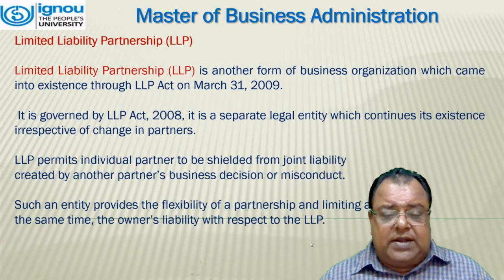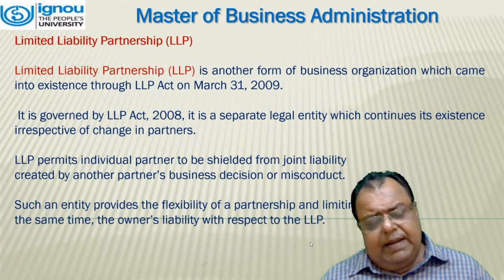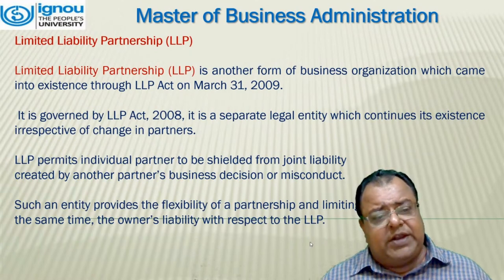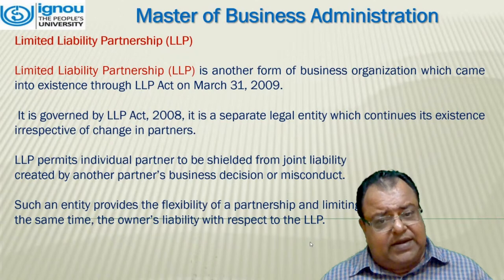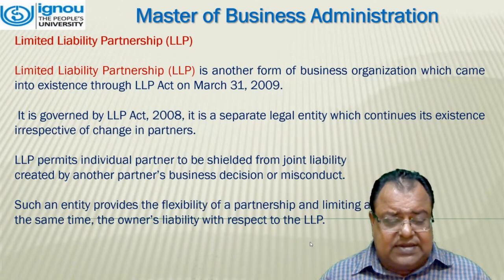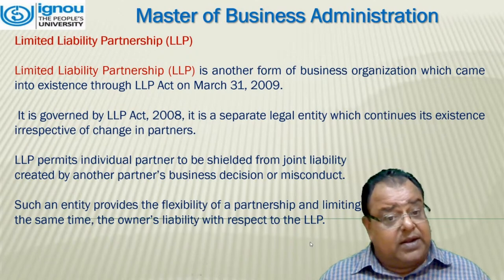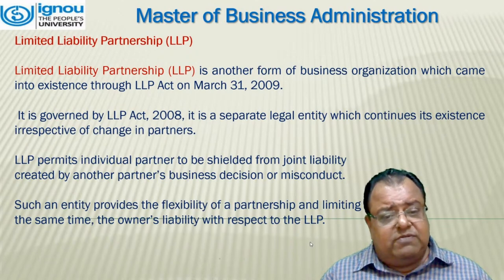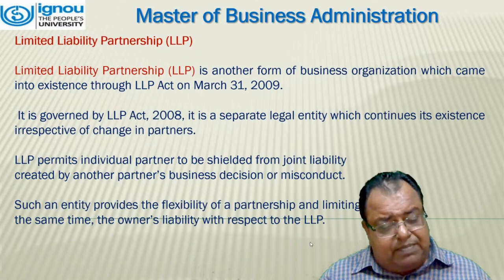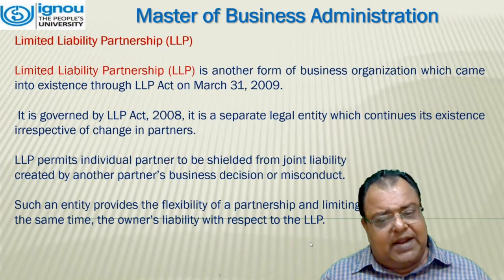Limited Liability Partnership, that is LLP. Limited Liability Partnership is another form of business organization which came into existence through the LLP Act on March 31, 2009. It is governed by the LLP Act 2008. It is a separate legal entity which continues its existence irrespective of changing partners. LLP permits individual partners to be shielded from joint liability created by another partner's business decision or misconduct.